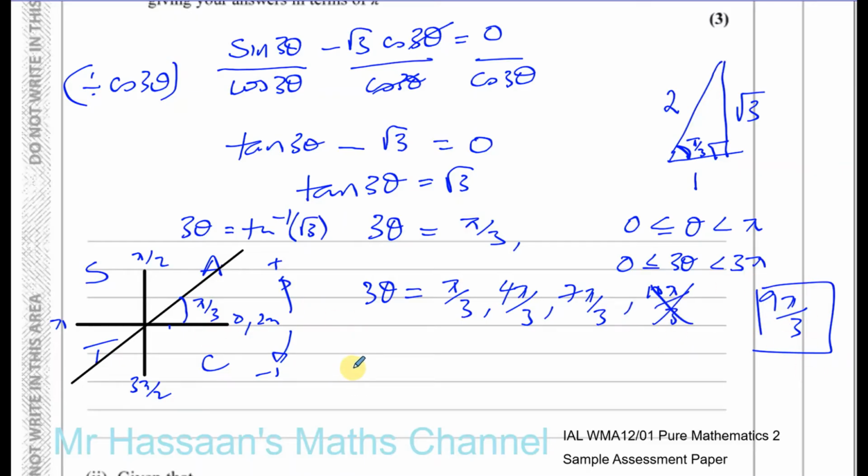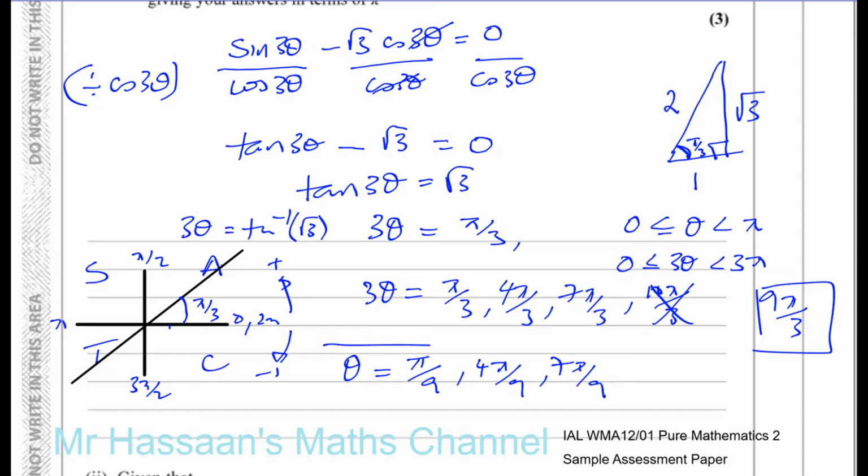So now, to get the final answer, we've got all the answers that we need. We're going to just divide all of these by 3. So that'll end up with having a denominator of 9. So you get pi over 9, 4 pi over 9, and 7 pi over 9.